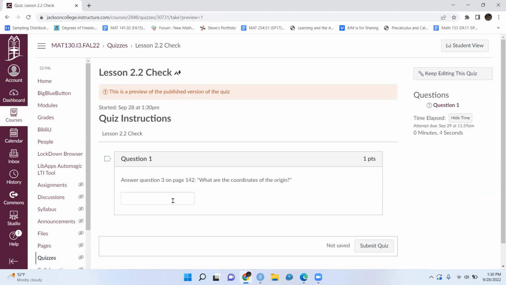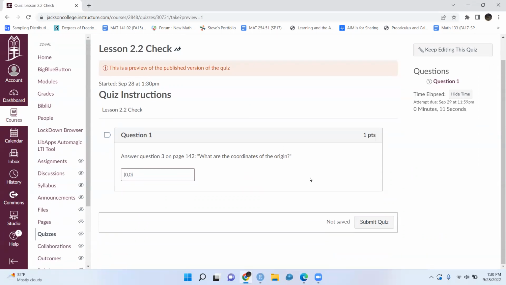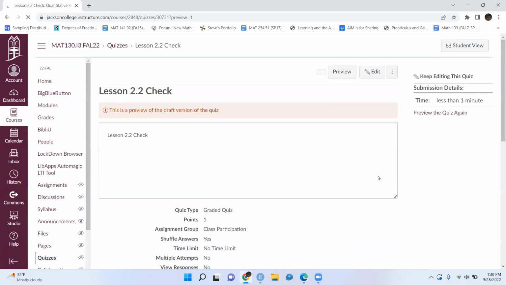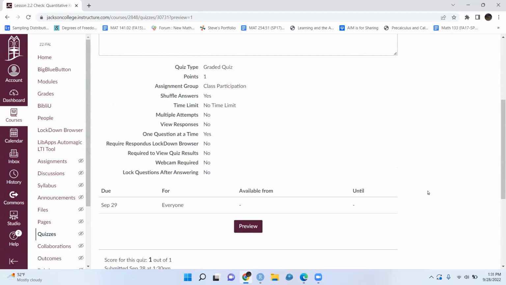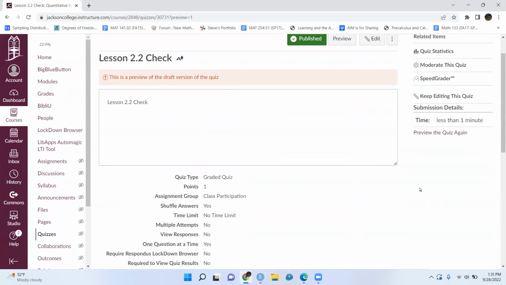What are the coordinates of the origin? 0, 0. Those are the coordinates of the origin inside parentheses. Let's see if this accepts that as the answer. It does. Good. So you have to have the ordered pair part, parentheses, and then the 0, 0. It's the spot where the axes intersect. So that point is a really special point. It's both an x-intercept and a y-intercept all at once.